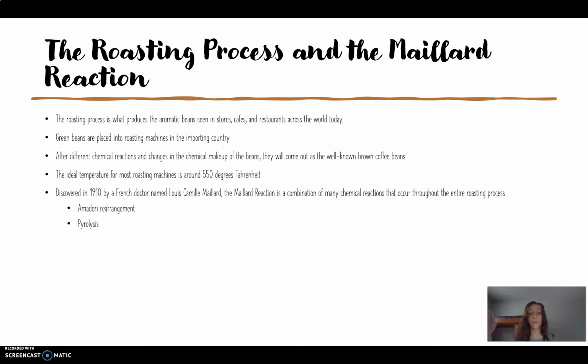So around or above 284 degrees Fahrenheit, the rate of the Maillard reaction becomes more significant, and after the temperature reaches 338 degrees Fahrenheit, the caramelization will begin to occur. Pyrolysis is another type of process that occurs in the Maillard reaction, and this will occur when the temperature reaches around 400 degrees Fahrenheit in the roasting machines.